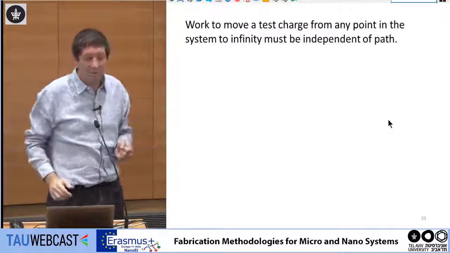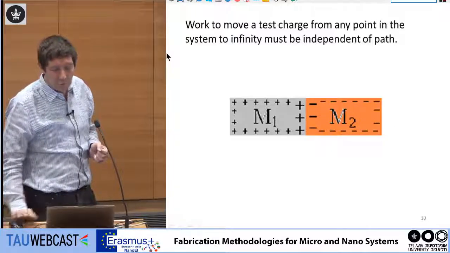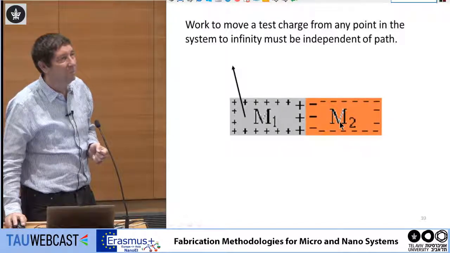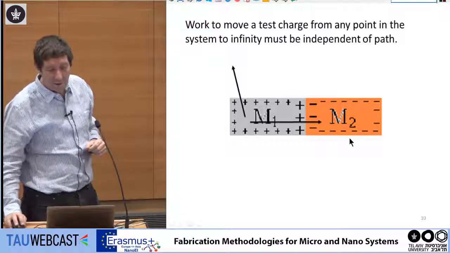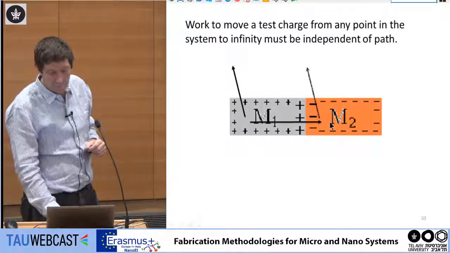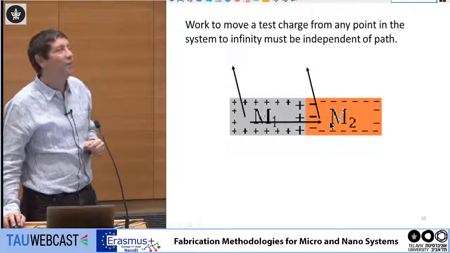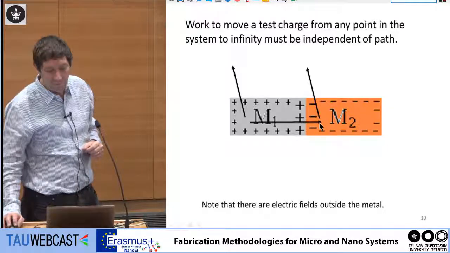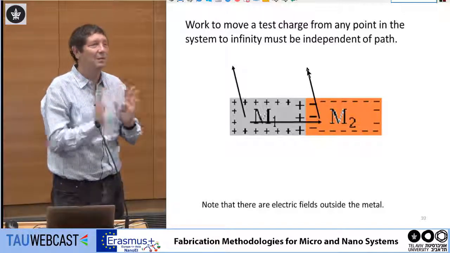This is one of the basic laws in physics. If I take M1 and M2 and connect them together, and I want to take an electron from here out, I need to invest a certain amount of energy. Then I take this electron, move it from here to here, and then move it out. I need to spend the same amount of energy. So if I go from here to outside, either directly or via the next area and then out, I should spend the same amount of energy.